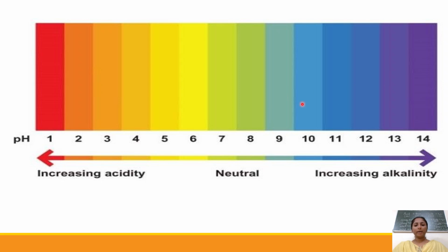So by comparing the color of litmus paper with this pH scale, this universal indicator scale, we can correctly say whether it is acidic or basic.